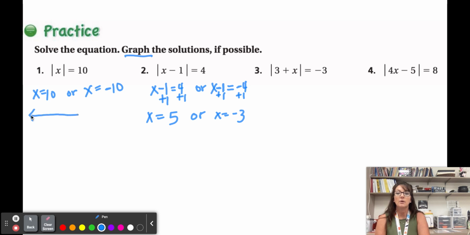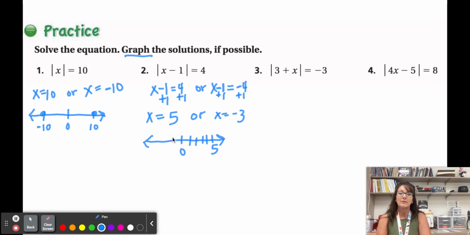So when you're asked to graph, if you're doing it online on Big Ideas, it'll probably give you some kind of a number line, but you just want to graph it as such. All right, for here, let's see, that's 0. That'll be our 5. That'll be our negative 3 for some reference. So negative 3 and 5. Okay.